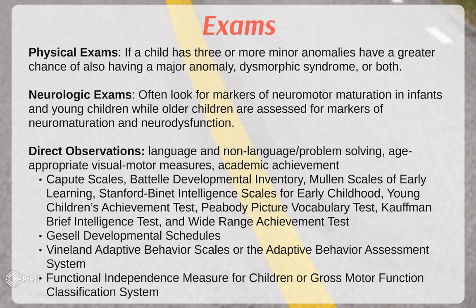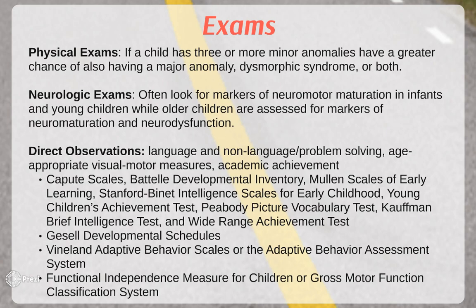Congenital anomalies should also be considered and examined, as they occur more commonly in children with developmental disabilities. If a child has 3 or more minor anomalies, they have a greater chance of also having a major anomaly, dysmorphic syndrome, or both. The neurologic examination often looks for markers of neuromotor maturation in infants and young children, while older children are assessed for markers of neuromaturation and neurodysfunction.